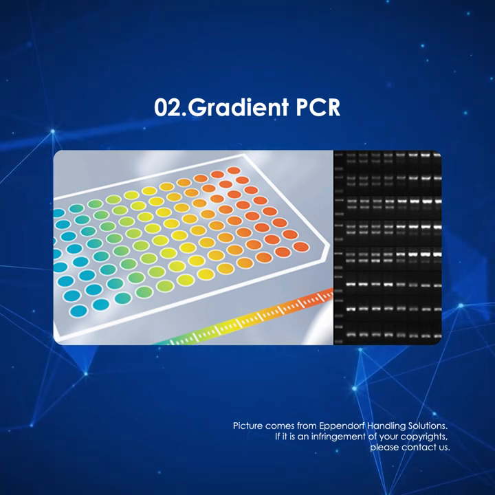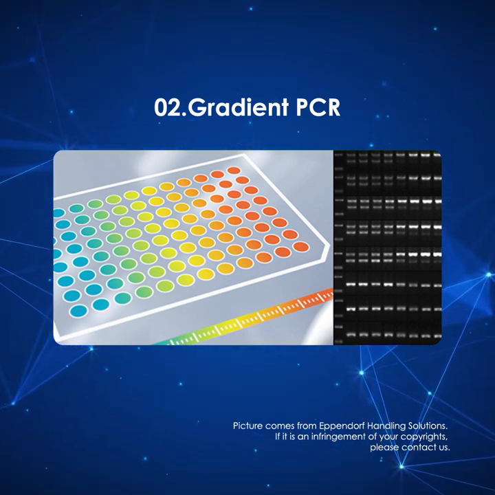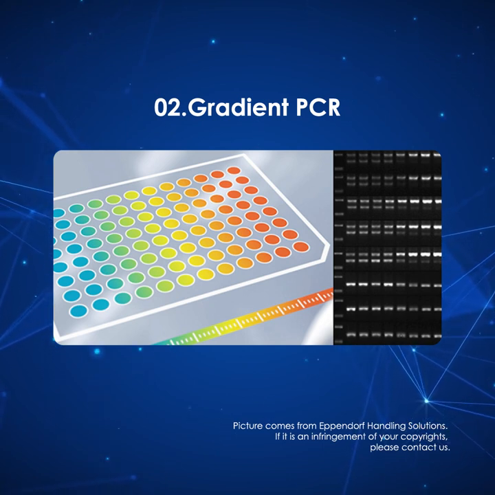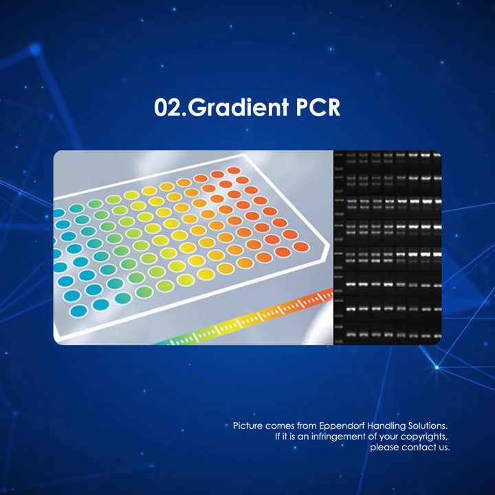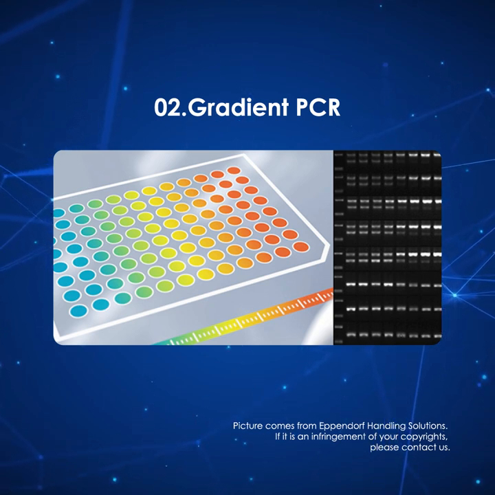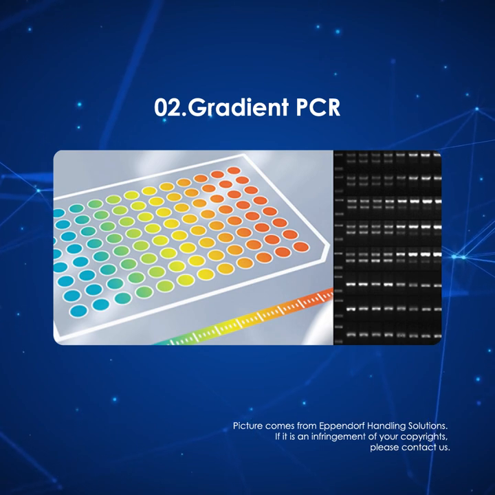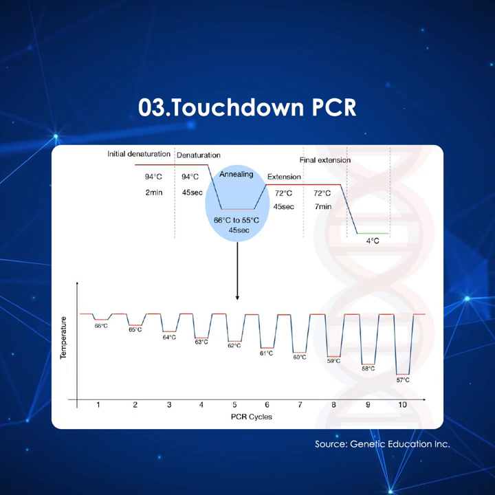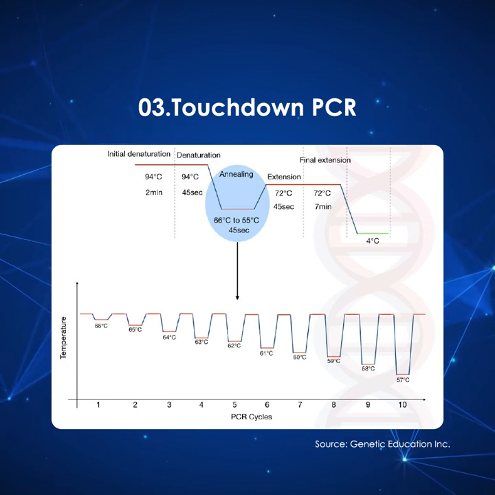Gradient PCR also has some shortcomings. First of all, multiple experiments are required and time-consuming. Secondly, when other PCR instruments are replaced to perform the same amplification, the optimal annealing temperature may change. Therefore, it is necessary to redetermine the optimal annealing temperature. At this time, the superiority of touchdown PCR is reflected.